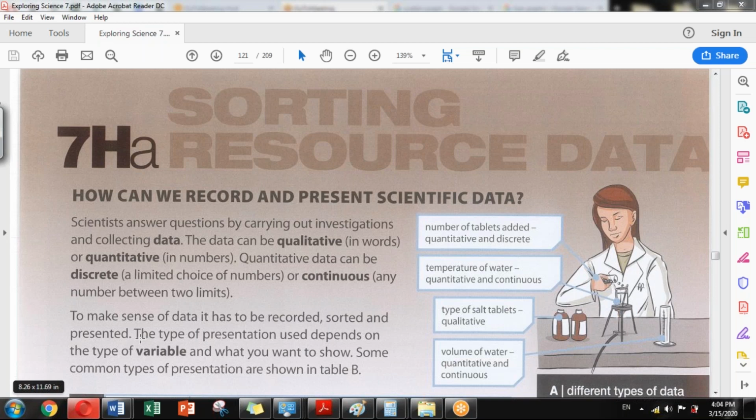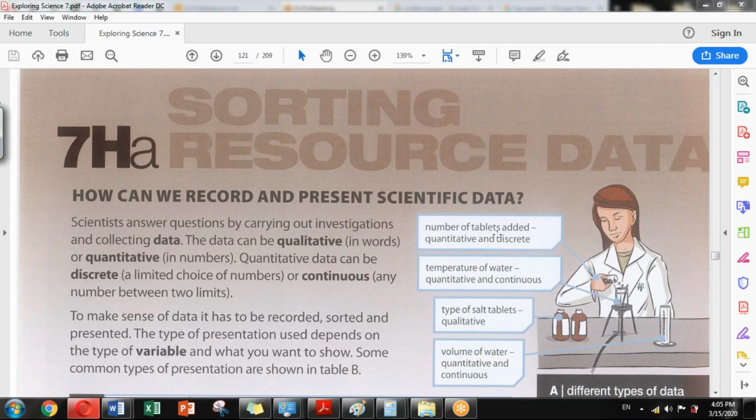I mean, you'll get just a limited set of possible answers within the limit, or continuous: your measurement can get any value, a number between two limits. Here, look, we are giving some examples.